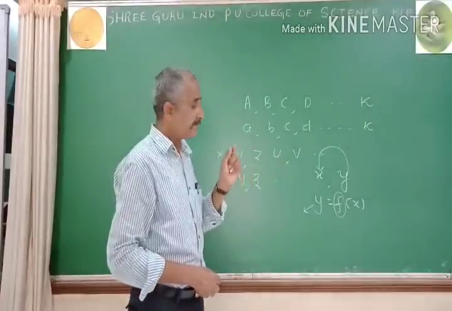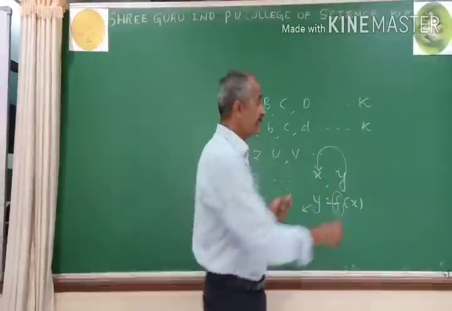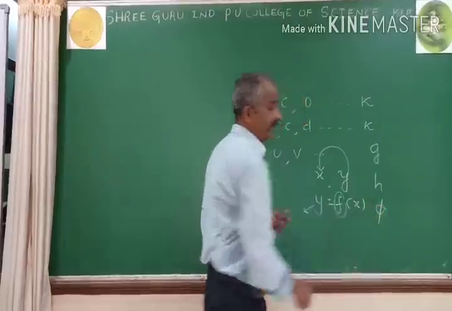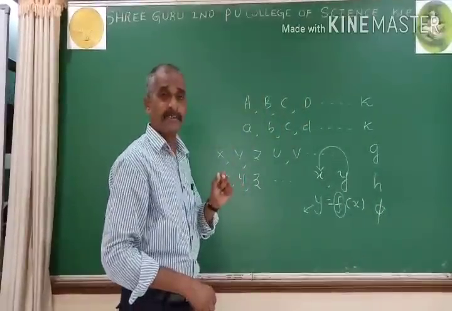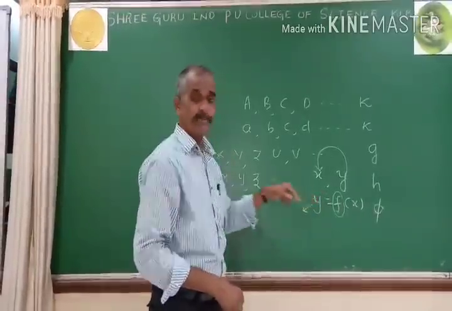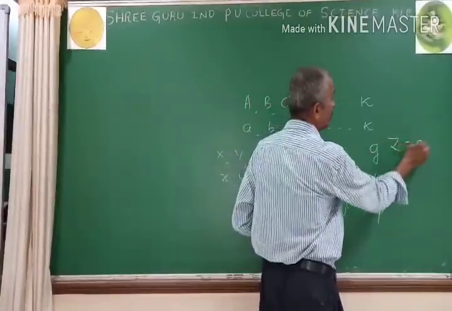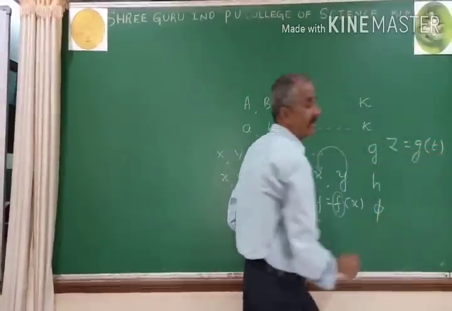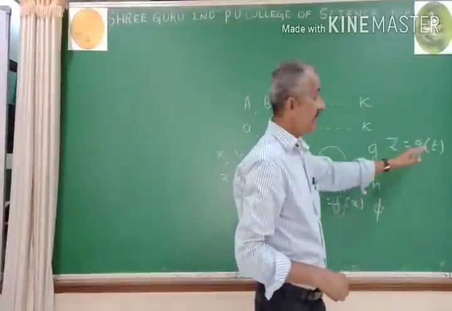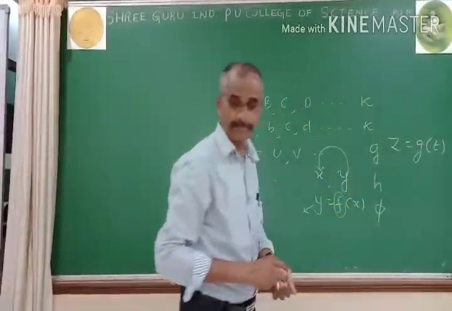One more thing, keep in mind that it is not necessary to use the notation f. You can use notation g, you can use notation h, you can use notation phi. Any notation can be used to represent a function, but more generally we use the notation f to represent a function. Even you can say that z equal to g of t. In this representation, z is the dependent variable, t is the independent variable, whereas g represents the notation of function.